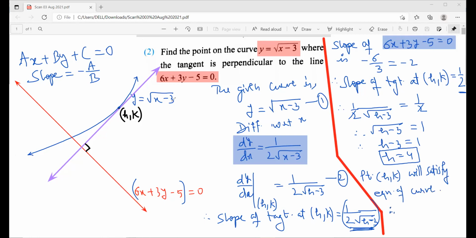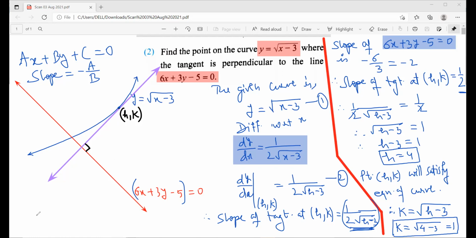Therefore, what does that mean? Where we have x, we can write h. Where we have y, we can write k. So k equals to root of h minus 3. What does that mean? K equals to square root of h. You got 4. 4 minus 3. That is root of 1, which is 1. So now you got h as well as k both. So you got that point, which is the point 4 comma 1.